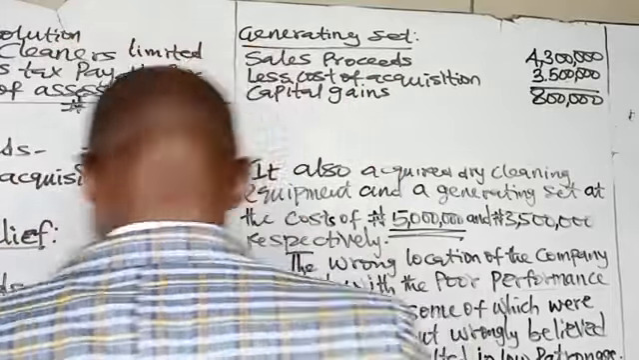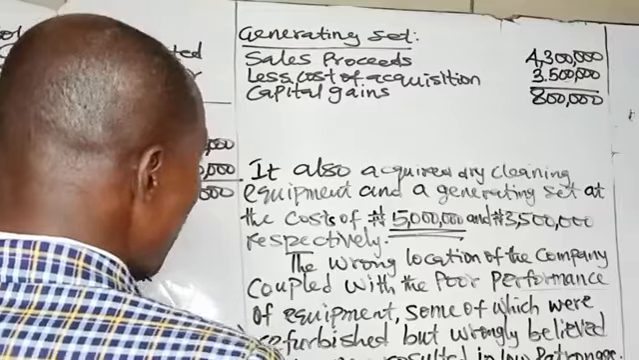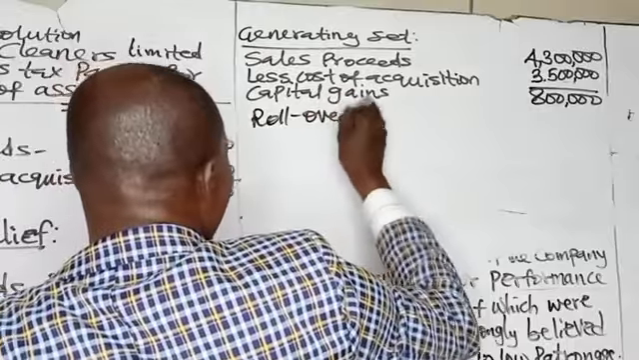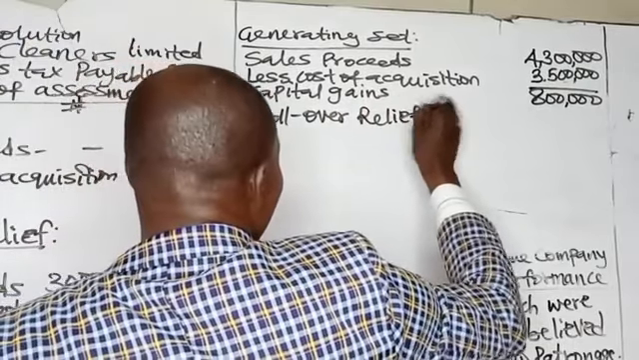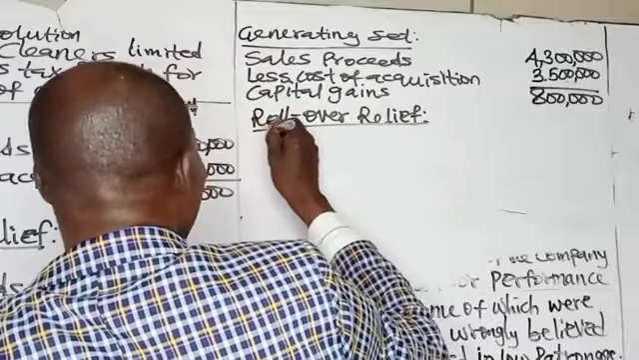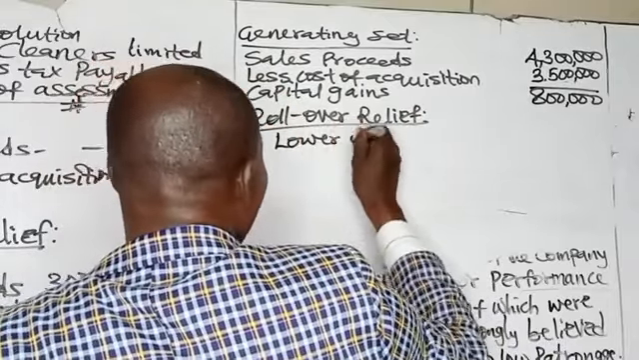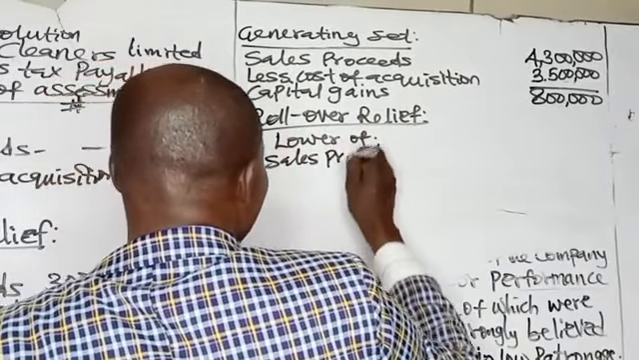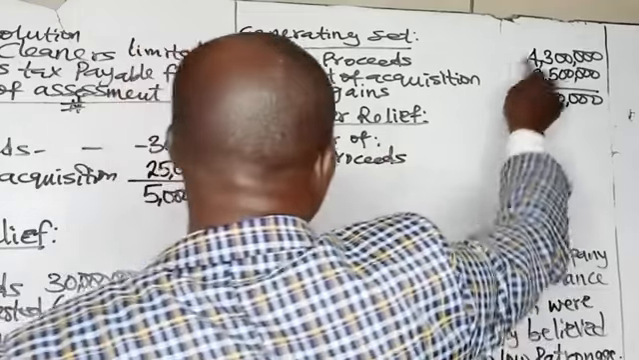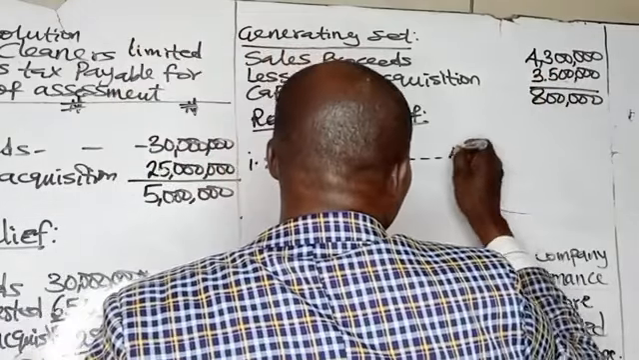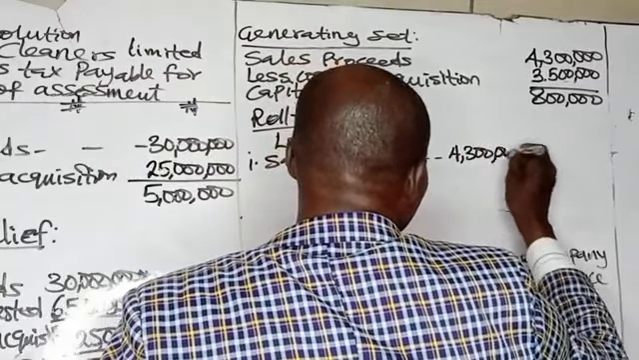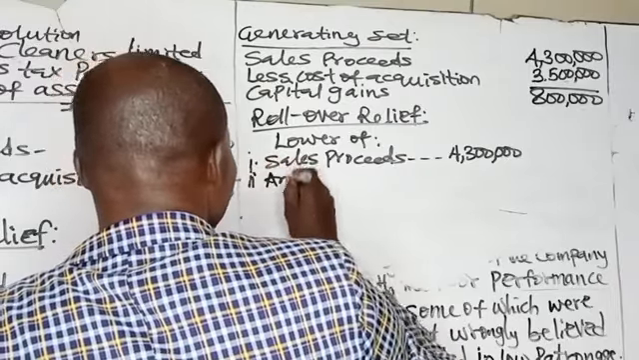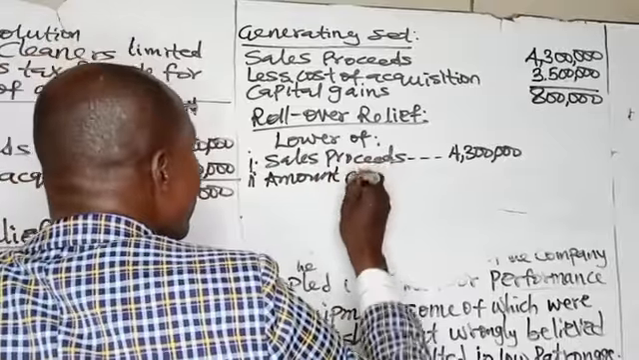From the capital gains, you compute your rollover relief. Let's compute our rollover relief. I've told you that to compute the rollover relief, I said the lower of these two items. Lower of number one, sales proceeds. The sales proceeds is 4.3 million. Number two, amount reinvested.